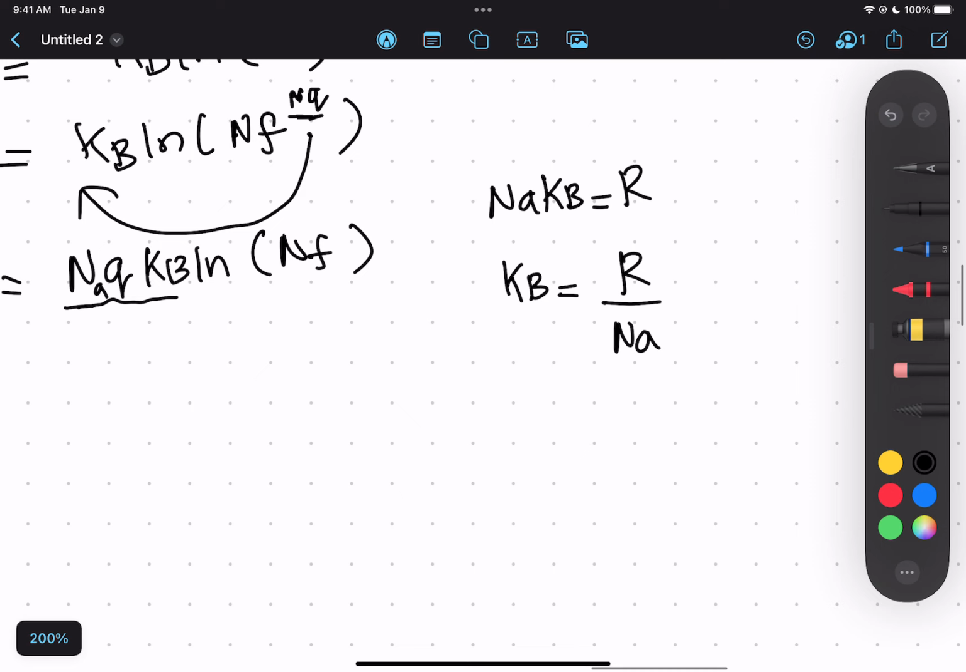So instead of saying 6.022 times 10 to the 23rd molecules times 1.38 times 10 to the negative 23 joules per Kelvin, if you see N_A k_B like that, make that an R. Then you just have 8.314.